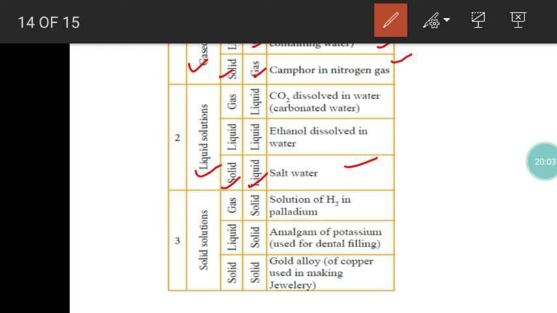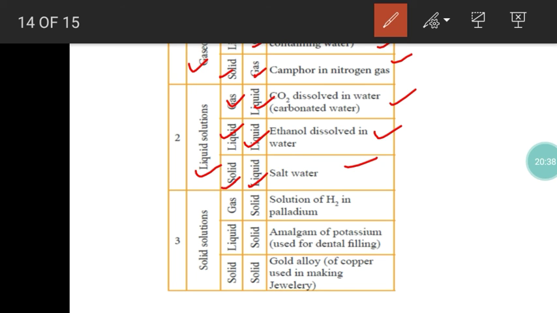Then liquid in liquid, both solute and solvent are in liquid phase. Example, alcohol in water. Even though alcohol is an organic substance, it is having polarity, so that it is soluble in polar solvent water. Next one, gas in liquid. Example, soda water. You take all beverages, so carbon dioxide will be added in water, carbon dioxide dissolved in water, so that we get the carbonated water or soda water.